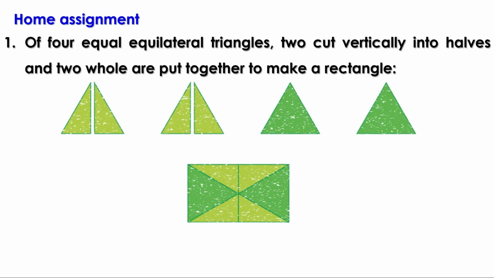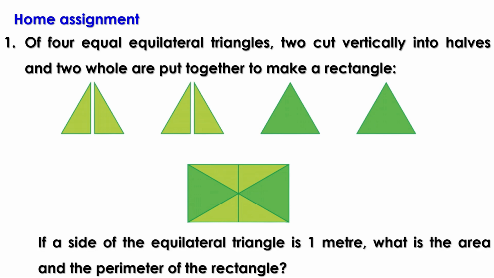Now there is a homework. Of 4 equal equilateral triangles, 2 are cut vertically into halves and all are put together to make a rectangle. If a side of the equilateral triangle is 1 meter, what is the area and the perimeter of the rectangle?